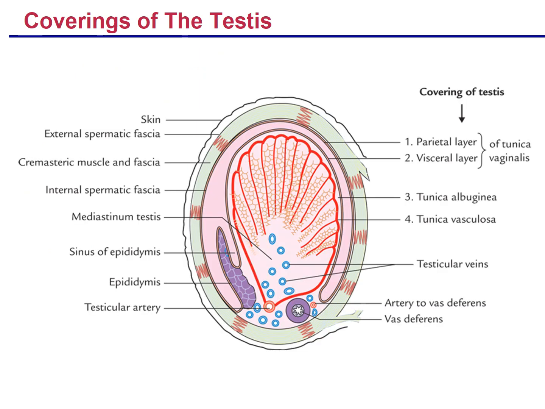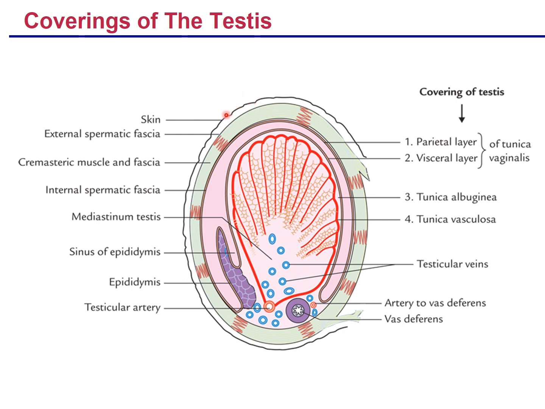Here we have a cut section of the scrotum along with the testis. Now here we can locate the anterior part of the scrotum. This is the posterior part of the scrotum. We can see the different covering layers of the scrotum, and here we can locate the coverings of the testis.